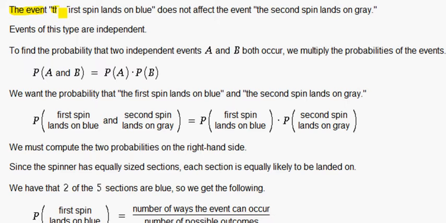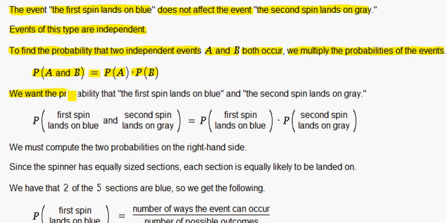The event, the first spin lands on blue, does not affect the event, the second spin lands on gray. Events of this type are independent. To find the probability that two independent events, A and B, both occur, we multiply the probabilities of the events. So the probability of A and B is equal to the probability of A times the probability of B.